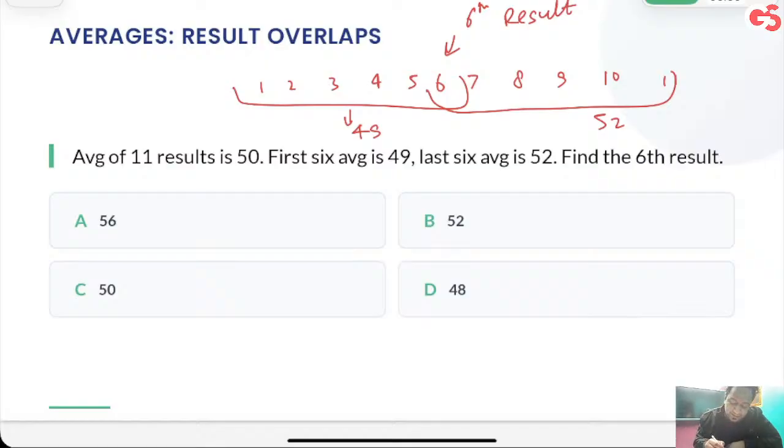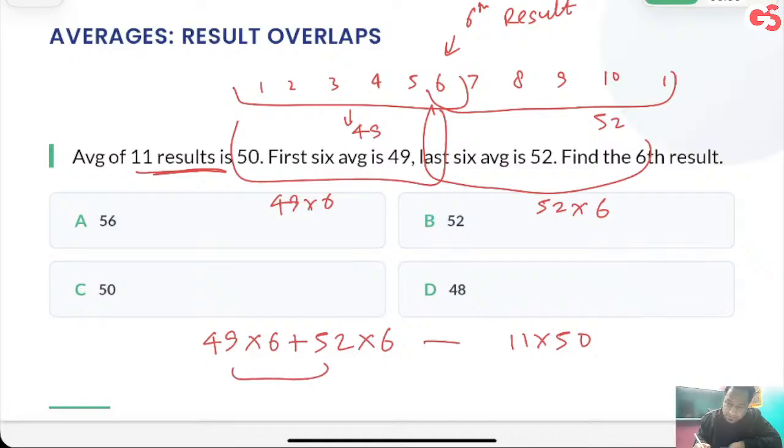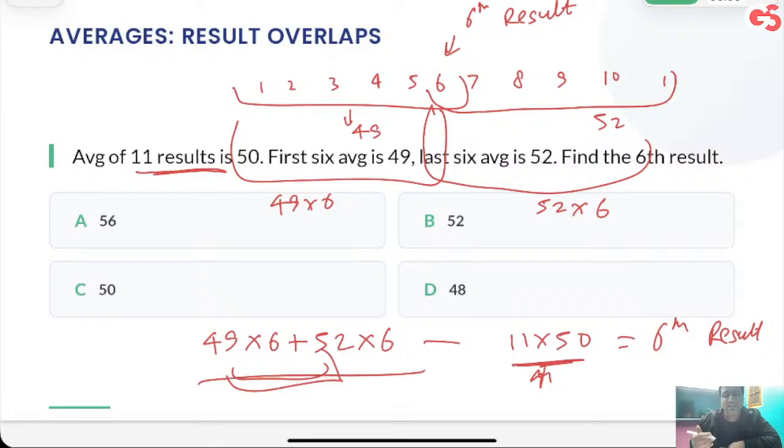Okay. So 49 is the average. Sum of these six will be how much? 49 into 6. Sum of these six will be how much? 52 into 6. So 49 into 6 plus 52 into 6 counts sixth element, sixth result twice. Okay. And overall, the sum must be 11 multiplied by 50. So if I subtract this from these two, I will get the sixth result. Is that right? क्योंकि ये है ग्यारहों का सम और ये है ग्यारहों का सम, छठे का सम एक बार और हो गया है.